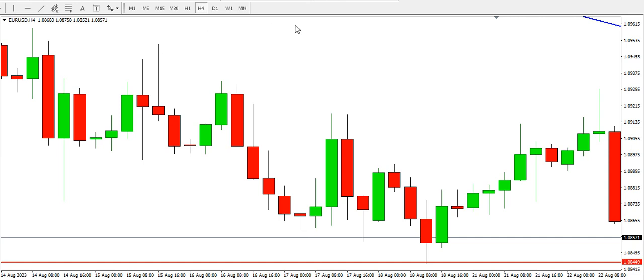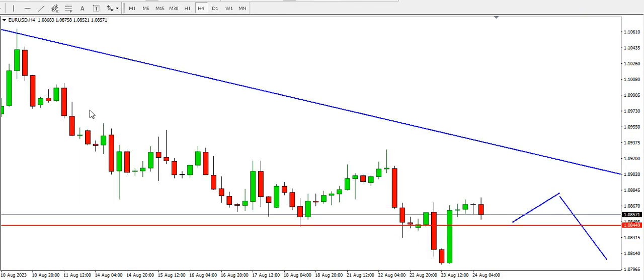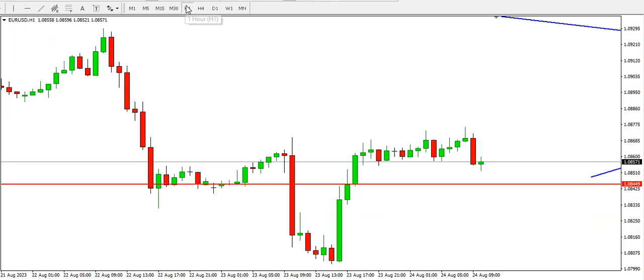Okay, for the 4-hour time frame, what we have is clearly a bearish trend, where we have a high, a low, lower high, lower low, lower high, lower low, higher high, lower low, lower high. Of course, we might see lower low. All right, so that's for the 4-hour time frame. It's clearly bearish for Euro USD.